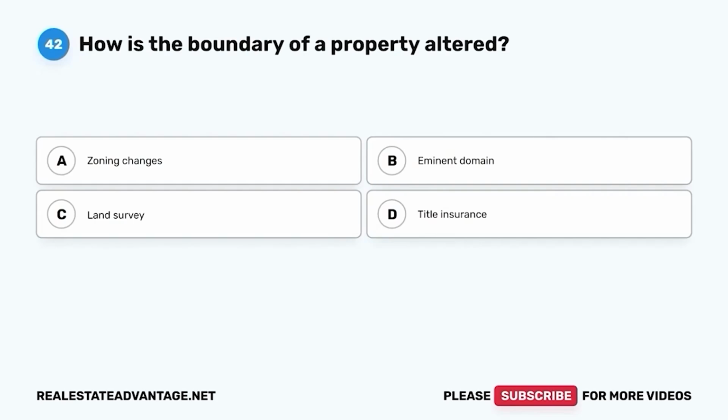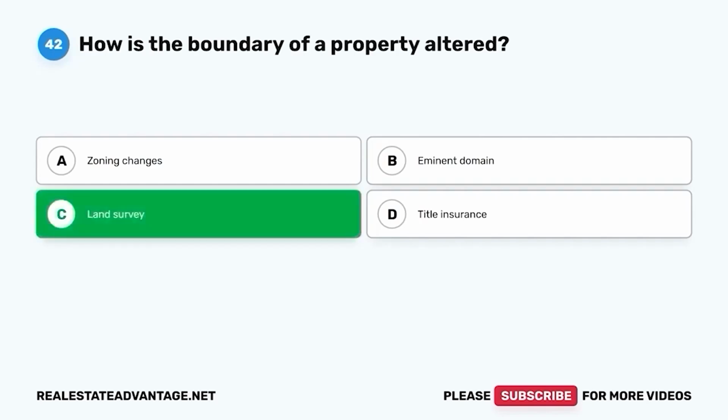Question 42. How is the boundary of a property altered? A. Zoning changes, B. Eminent domain, C. Land survey, D. Title insurance. The correct answer is C, land survey.